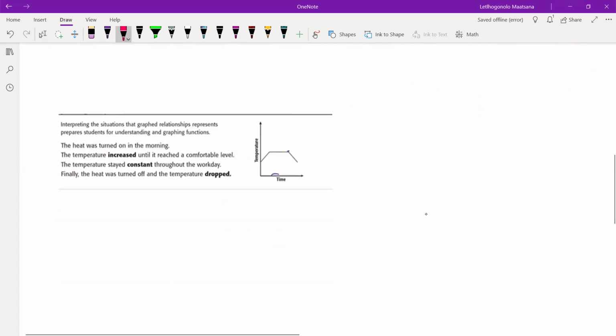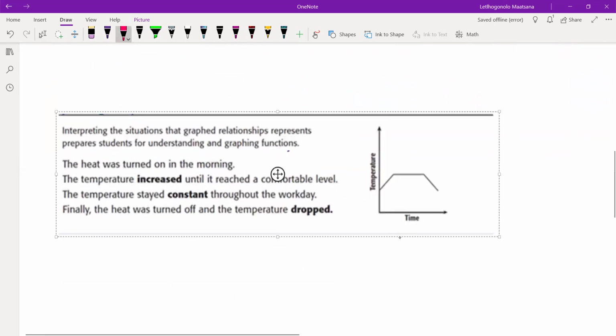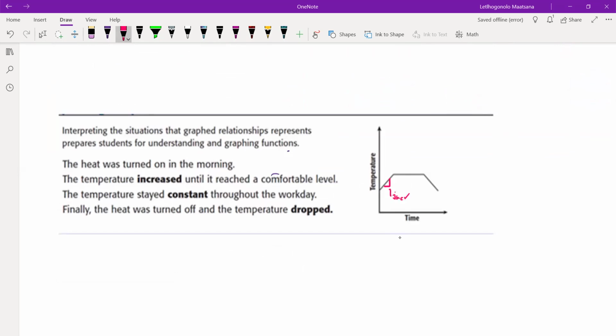Let's interpret this graph that we have here of temperature against time. We will see that in the beginning, our temperature was increasing with an increase in time. And after a while, our temperature remained constant. And here we can see that the temperature has decreased.